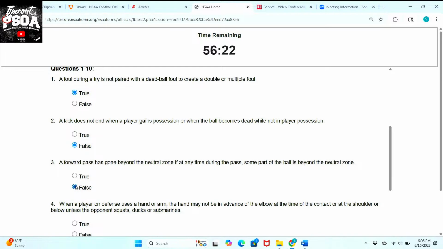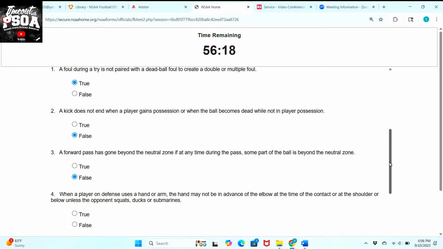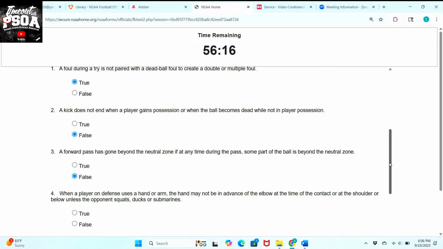Go for it. When a player on defense uses a hand or arm, the hand may not be in advance of the elbow at the time of the contact or at the shoulder or below unless the opponent squats, ducks, or submarines. True?